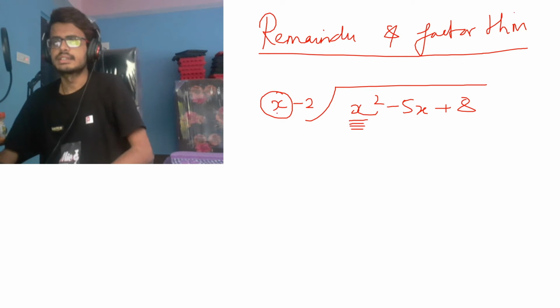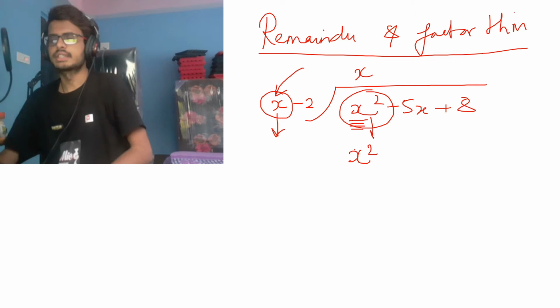So you need to check this value and this value. So what number multiplied by this variable, or what variable multiplied by this variable will give exactly this value? So x multiplied by x itself will give you x square, right? So x into x equal to x square. Now x into minus 2 is minus 2x. So what you do is now state the division method.